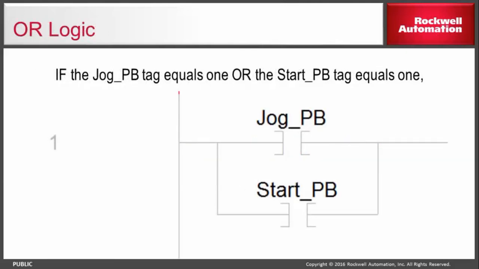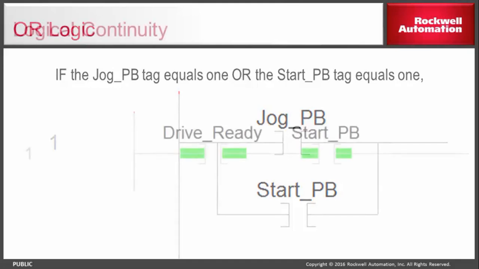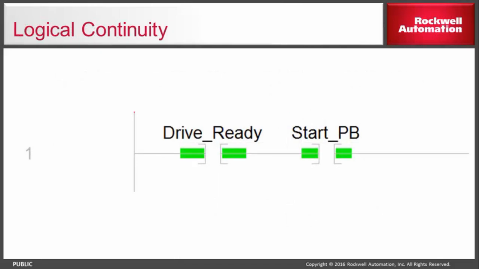For OR logic, wherein any of the conditions being true makes the overall statement true, place the ladder diagram instructions on branches or in parallel with each other. For example, the conditional statement if the jog PB tag equals 1 or the start PB tag equals 1 would be translated as shown here. When the conditional instructions placed on a rung in a ladder diagram routine provide a path to the outputs, we say that there is logical continuity.